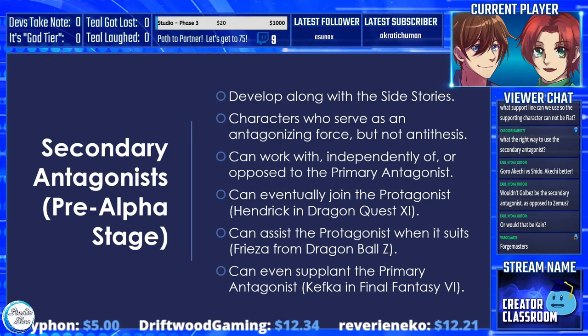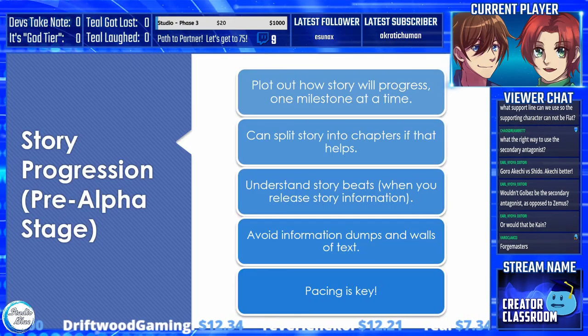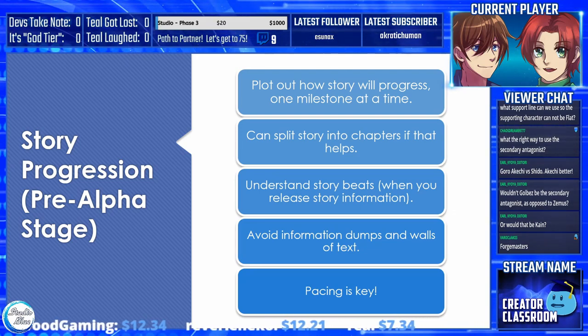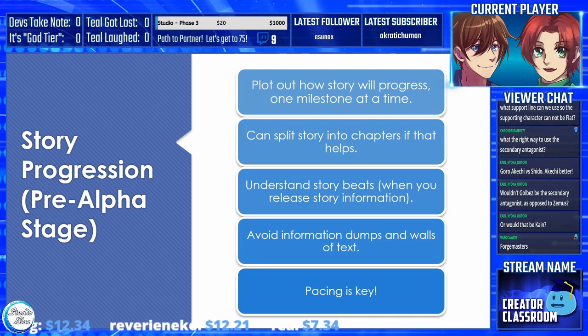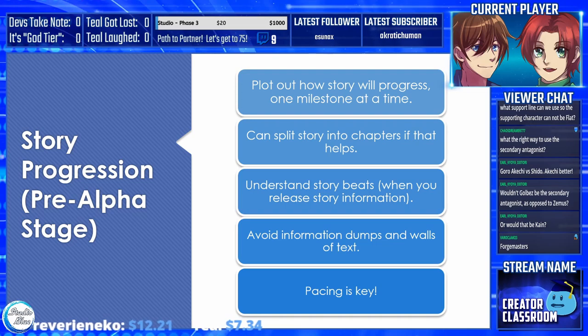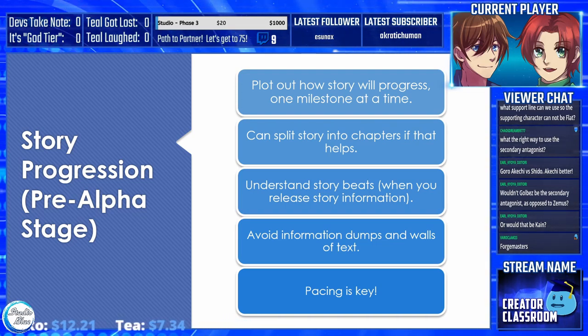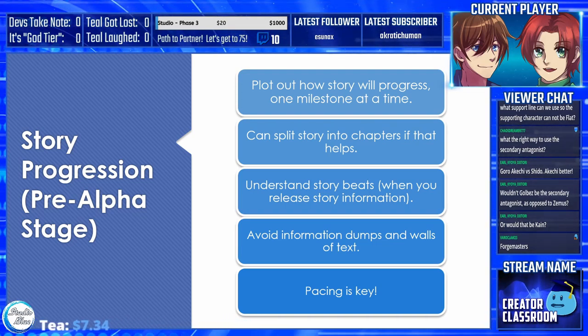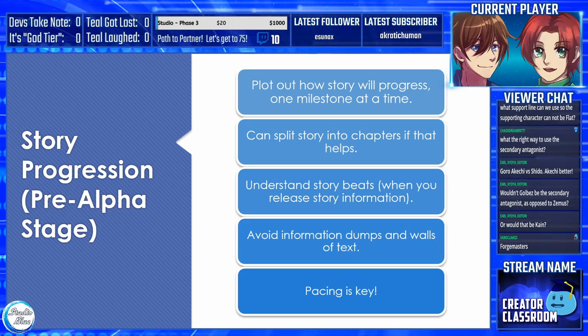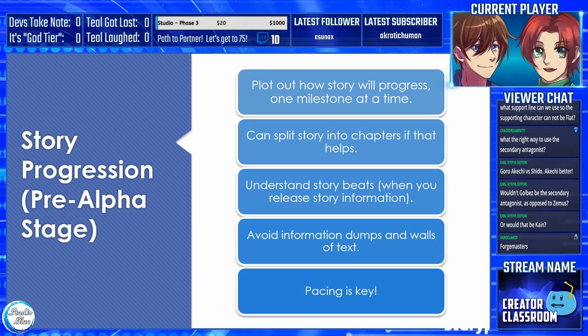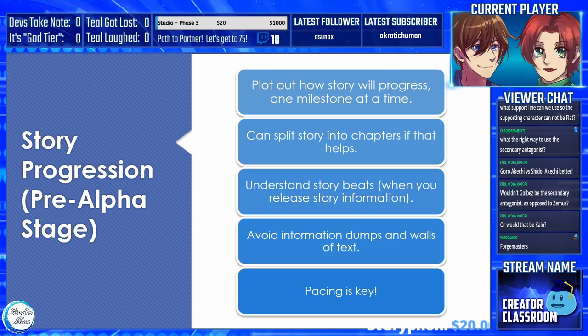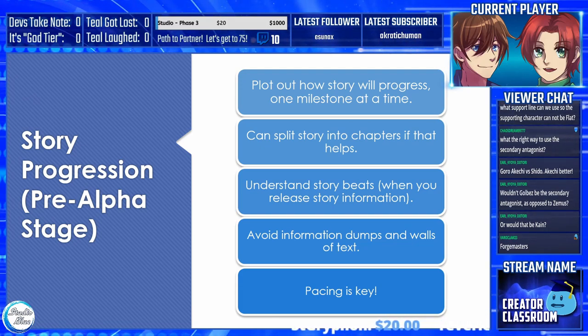Let's move on to story progression. Now you want to plot out how your story will progress, one section, called a milestone, at a time. You can split your story into chapters if that helps, even if you don't notify the player of those chapters.